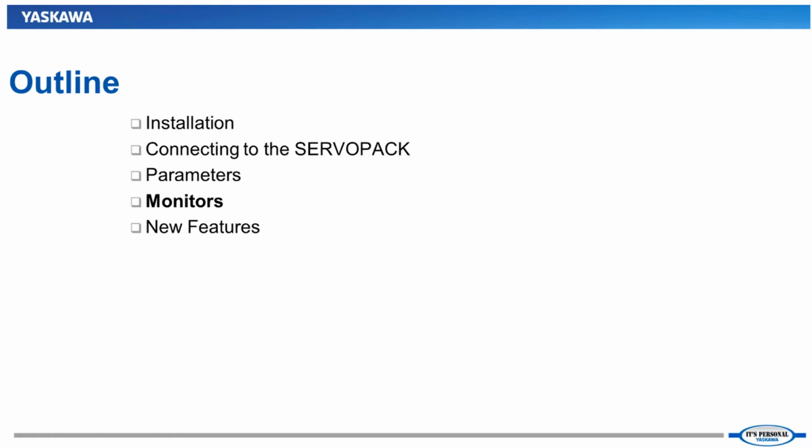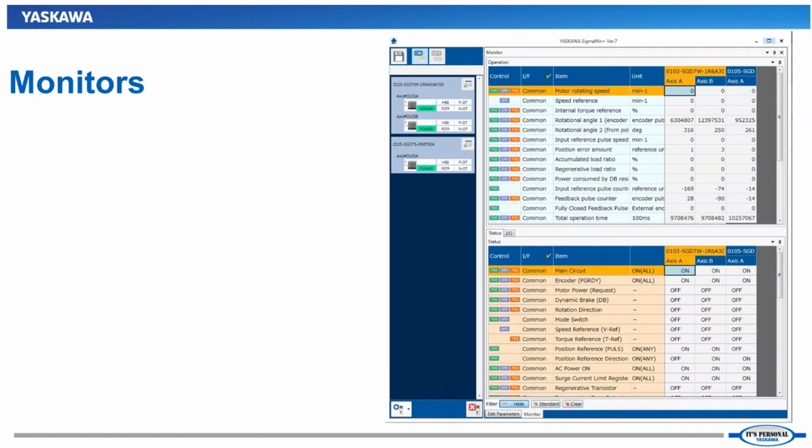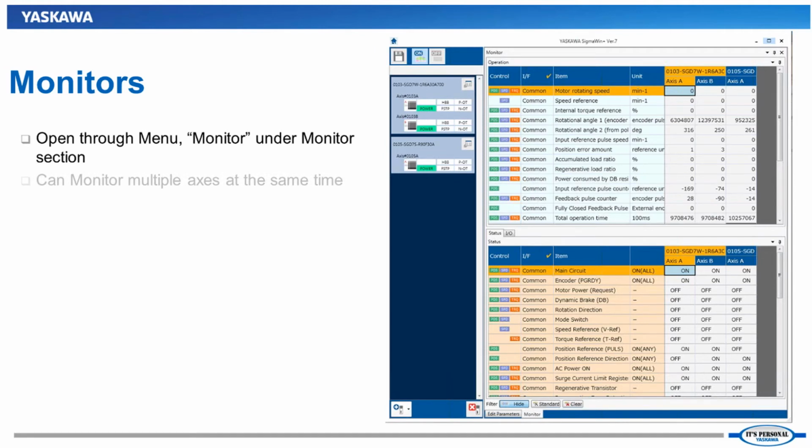So next we'll go over some new monitor features. The monitor menu looks quite a bit different than it used to. So you've got your main operation section. So now you can monitor multiple servo packs at the same time, just as with the parameters menu.